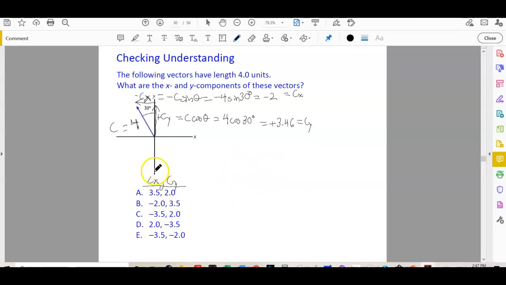Well, if we want it in the format of cx comma cy, what we're going to be looking for is -2 comma 3.46. So -2, 3.46 will be this. So it looks like B is going to be the answer. How'd you do?